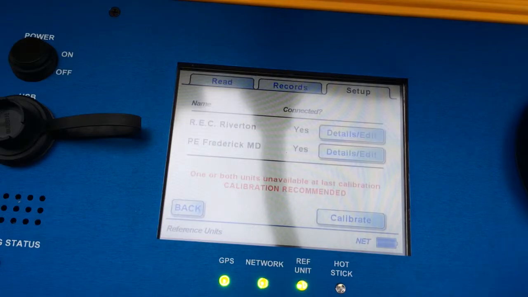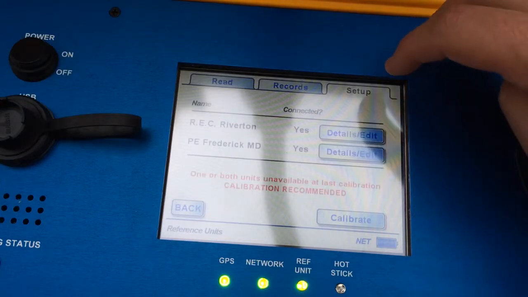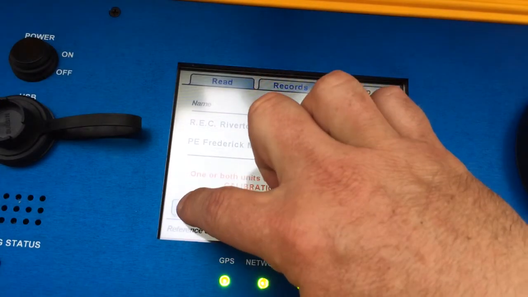All right, and you can see PE Frederick, Maryland just came up and it says yes, that it is connected. It's telling me that one or both units was not available to last calibration. So now I'm going to calibrate it.